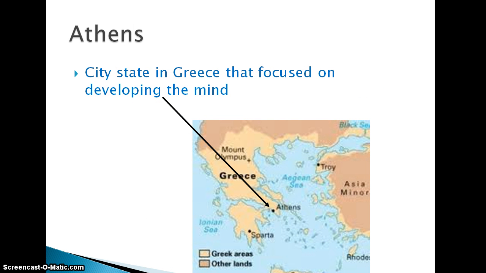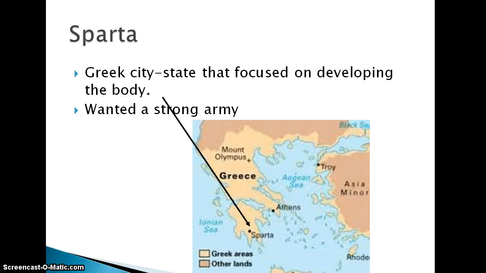Now, Athens is one of the most famous city-states, and it is a city-state that was found in Greece, really kind of the southeastern part of Greece, and they focused on developing the mind. Another famous city-state was Sparta, and they focused on developing the body, and they wanted to have a strong army. So very much a military city-state.